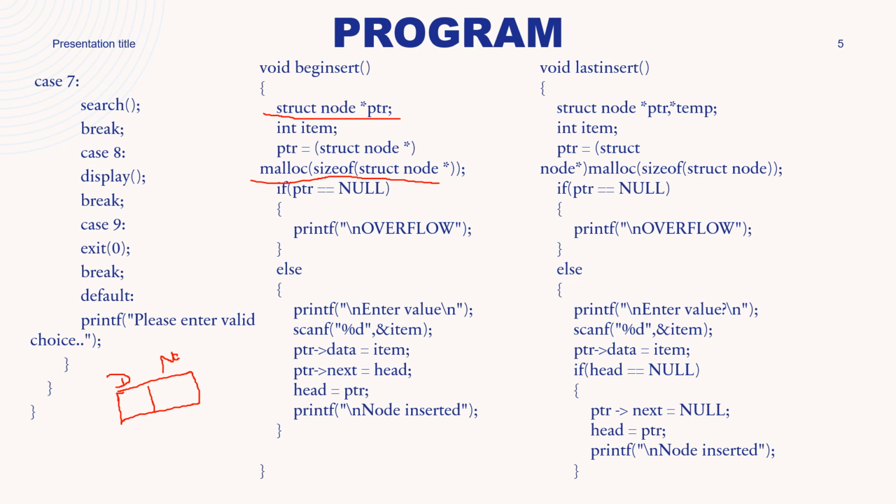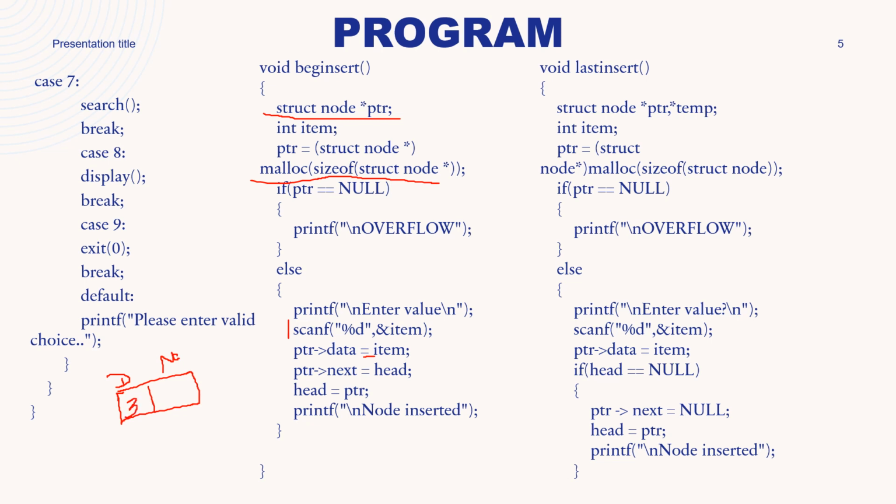And when it comes to the else part, it first gets the value from the user, means what value the user wants. Like if suppose I want one value, then pointer of data is equal to item, means whatever the user enters is stored into the data field of that particular node. Means suppose 3 is stored into this field.